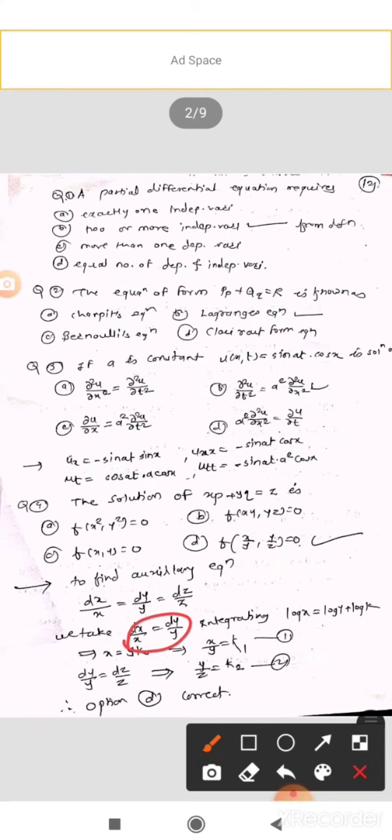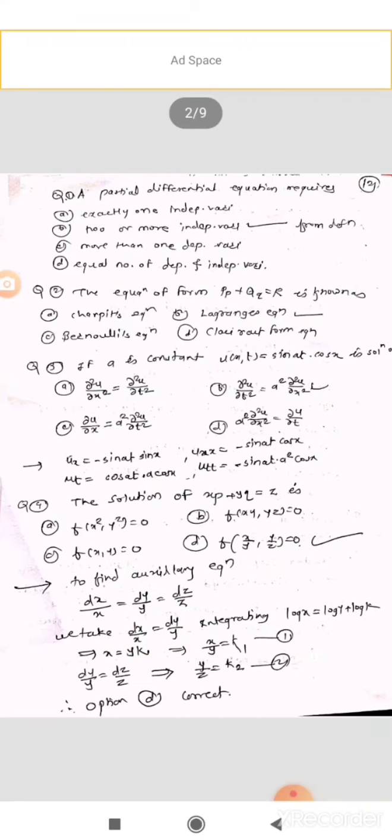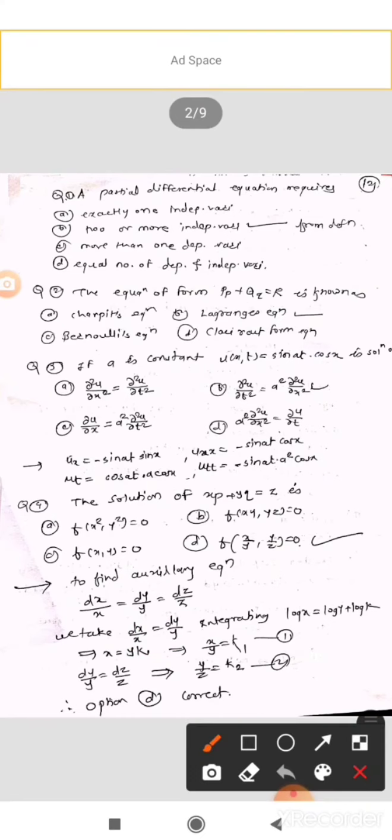The solution is obtained by integration, that is log x is equal to log y plus log of a constant, and hence we obtain x upon y equals k. Now we see the options: option A is missing the curve x upon y, B is also missing it, C is missing it, D contains x upon y. In the same way we solve dy upon y is equal to dz upon z, hence option D is correct.